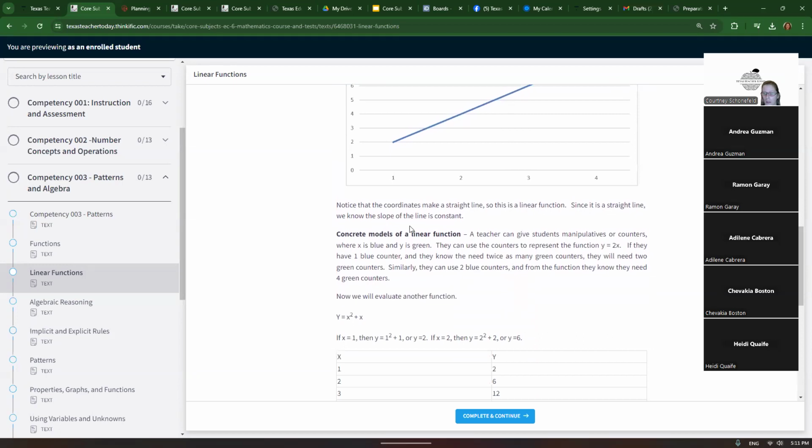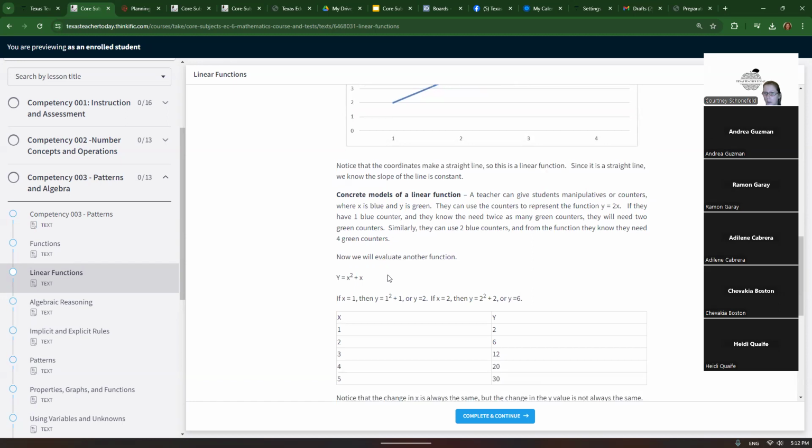right? Concrete models of a linear function. A teacher can give students manipulatives or counters where x is blue and y is green. They can use the counters to represent the function y equals 2x, that function we were talking about. If they have one blue counter, then they know they need twice as many green counters, right? So they will need 2 green counters. Similarly, they can use 2 blue counters, and from that function, they know they need 4 green counters. That'll help make it more tangible.